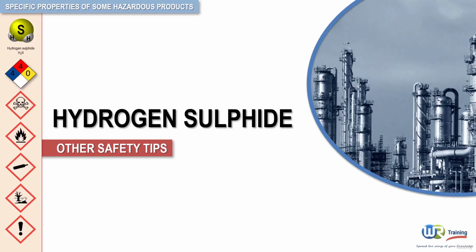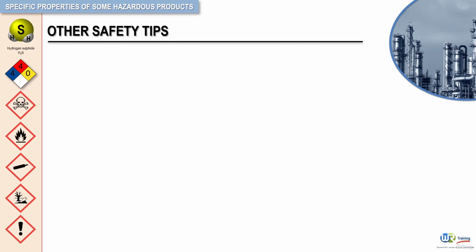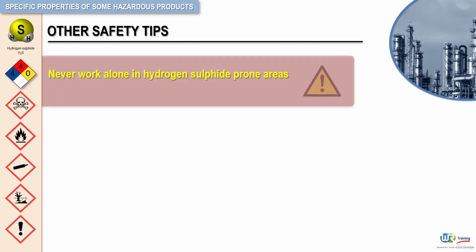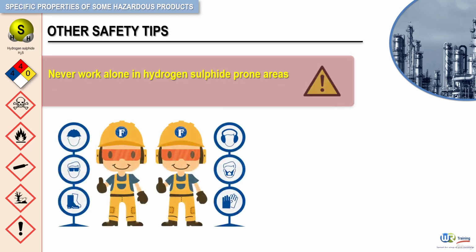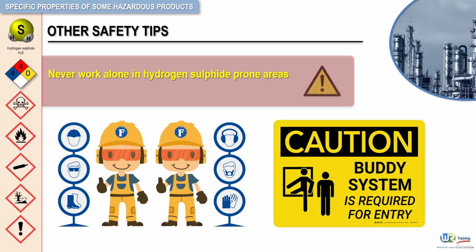This video presents additional safety tips for working in hydrogen sulfide-prone areas. First, never work alone in hydrogen sulfide-prone areas. Use a buddy system. You may actually encounter working areas at your facility where a buddy system is required. In this case, the following safety sign is likely to be displayed.